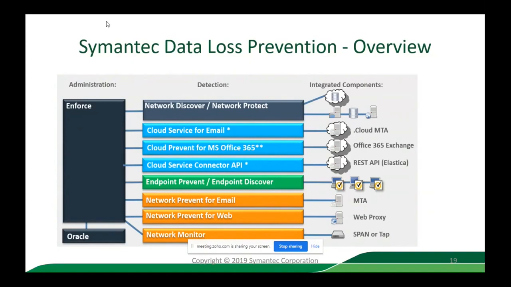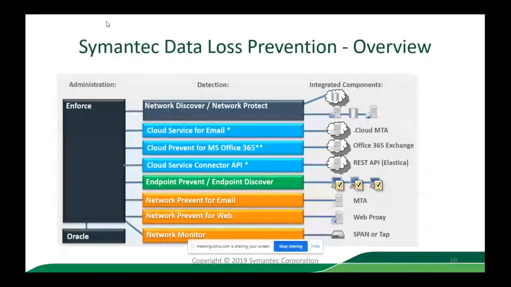Beneath it is an Oracle database, which is mandatory. This helps us in storing the information so that the enforced can be able to use it. Apart from the enforced server, which offers you a single plane to view your reports and do the customization, you have different servers, the detection servers. So you have the network discover or the network protect. You have the cloud services for email. We have the cloud prevent for Microsoft Exchange, so you can be able to integrate with Microsoft, not Exchange, but Office 365. You can be able to connect with your third-party cloud services using our connector APIs.